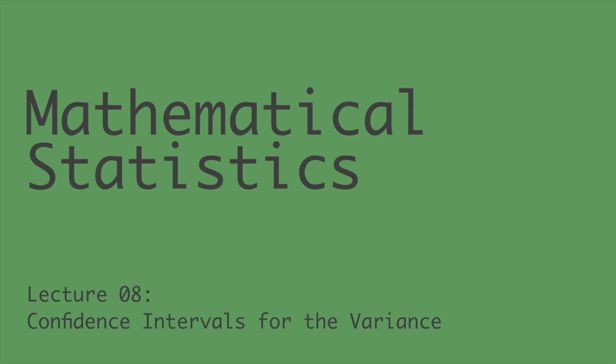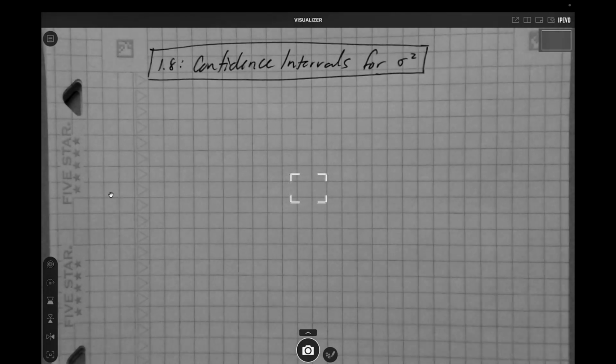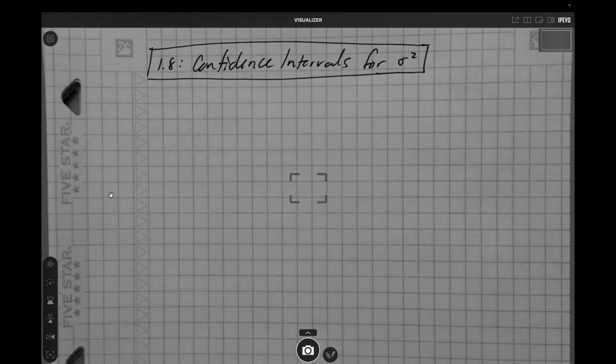Hey everyone, welcome back to Mathematical Statistics. This will be lecture 8 of the course, and in this section we're going to discuss building confidence intervals for the variance. So let's go ahead and jump into it. We'll call this section 1.8, confidence intervals for sigma squared, or the variance.